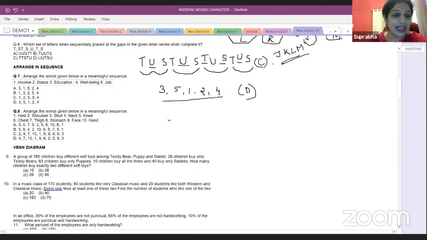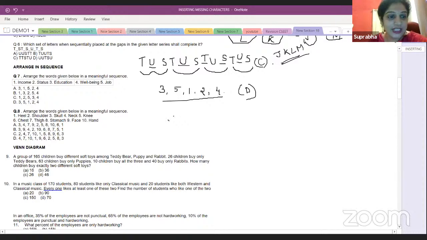Heel. Okay, this is again related to your body part, so I know that you should know very well. Namata, correct. Heel, shoulders, skull, neck, knee, chest, thighs, stomach, face, hand. So obviously this means that from top to bottom you'll have to arrange them. Namata, Hitesh, Diksha, good.